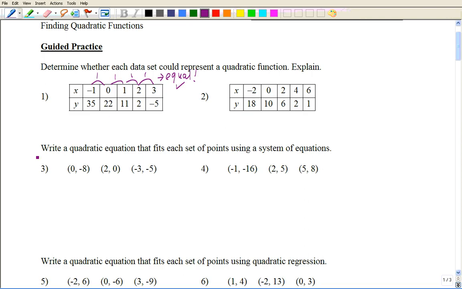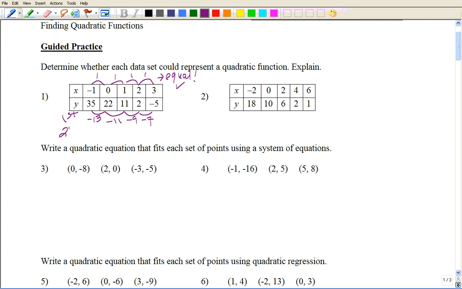And now we're going to look at the y values. We need to look at the second differences, but before we can get to the second differences, we need to look at the first differences. Going from 35 to 22, we've subtracted 13. From 22 to 11, we've subtracted 11. From 11 to 2, we've subtracted 9. And from 2 to negative 5, we've subtracted 7. So those are the first differences, and you'll notice those are non-constant.